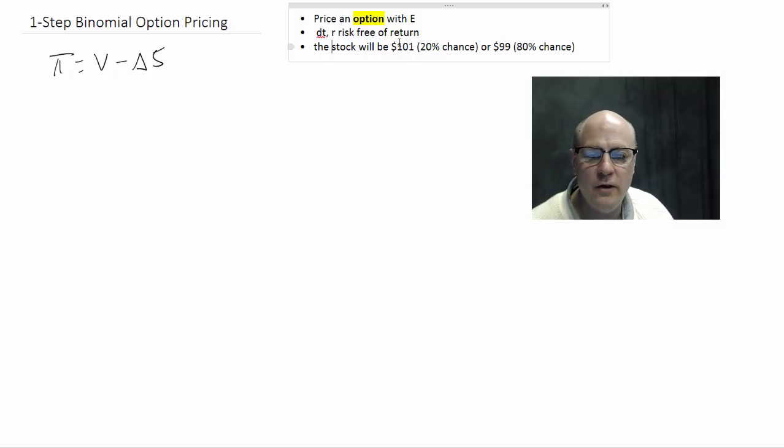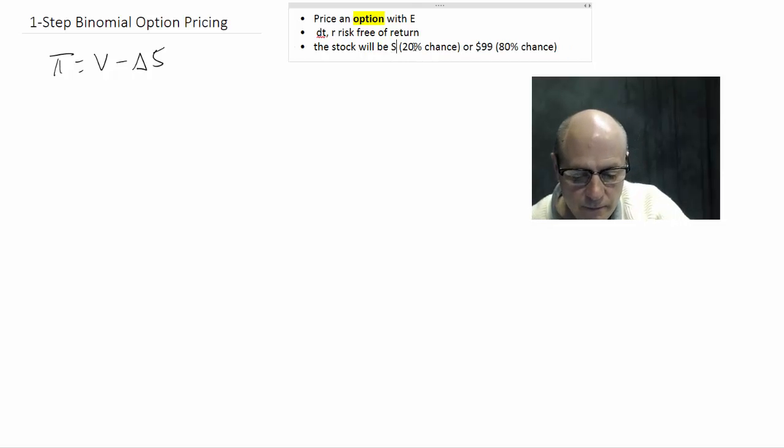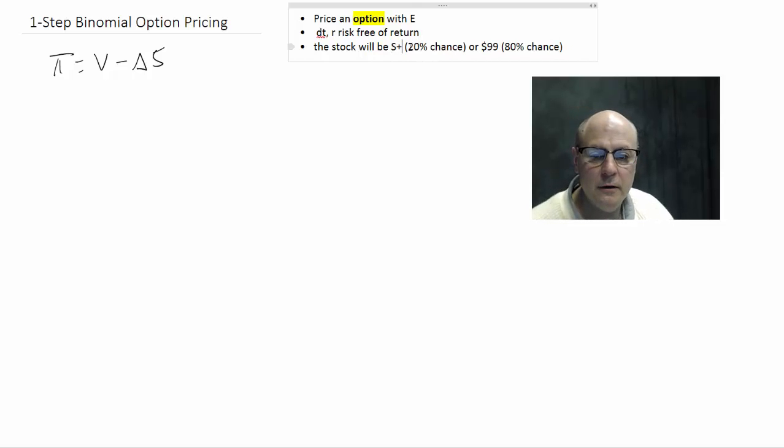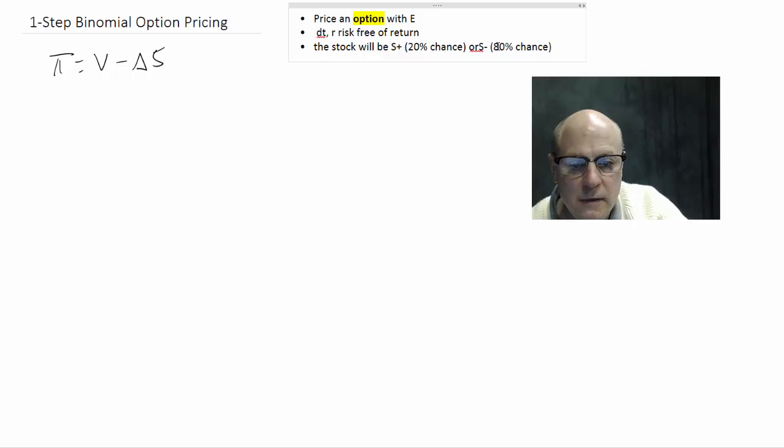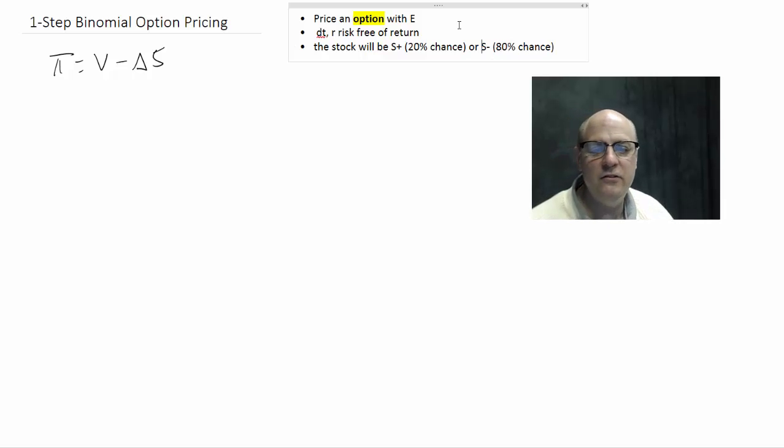Before we had the stock goes up, the stock goes down. Let's just say the stock can go up to some value S plus, or the stock could go down to some value S minus. And we're not even saying what it is. So I'm trying to make this super general. So in the end, we get a formula. We didn't use these probabilities. They didn't factor in because we hedged them away. So let's just get rid of them.